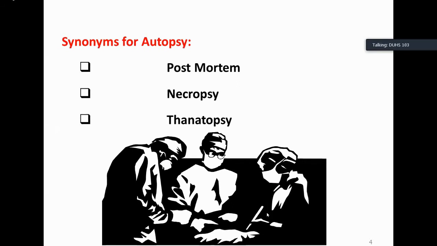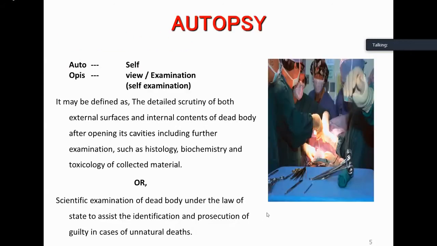So beta, what basically is autopsy? Autopsy has synonyms in different parts of the world. They use different terminologies for it. Somewhere they say post-mortem, somebody says necropsy, somebody says thanatopsy. So these are the synonyms for the autopsy. What is autopsy?